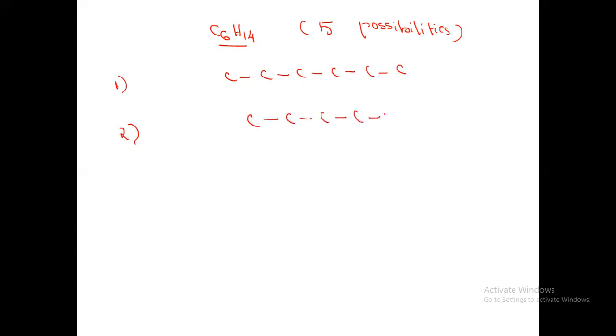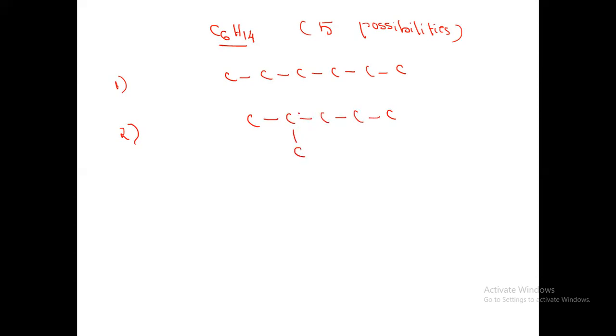Now the last one, C6H14, a 6 carbon alkane. As I said, there are 5 possibilities. What are the 5 possibilities? I'm just drawing the skeleton. Later you can satisfy the hydrogens. The 5 possibilities: first, 6 carbons continuous, 1, 2, 3, 4, 5, 6. That's one possibility. Now change the main chain, make it 5. Now 5 continuous carbons with 1 branch.